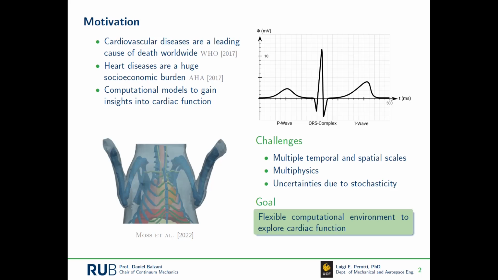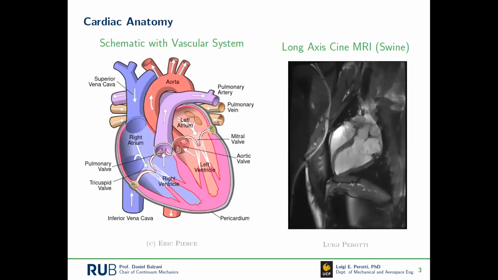This also introduces some multiphysics, since we have coupled electronics and mechanical problems, and we also have many uncertainties, because biological systems are inherently stochastic. So the goal of this project is that we develop a flexible computational environment to explore this cardiac function on top of Ferrite. So first, how does the heart basically work?